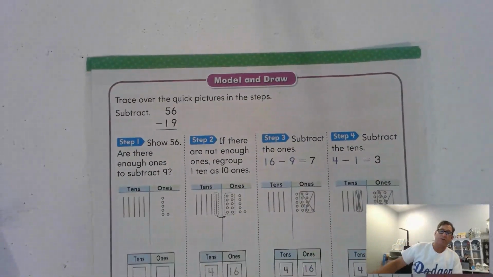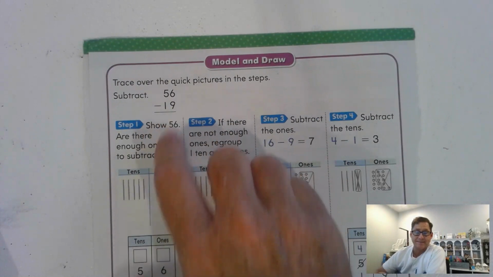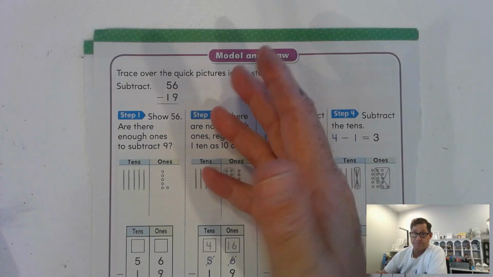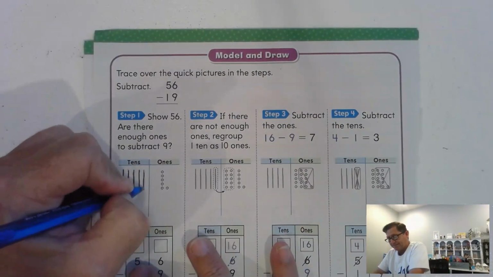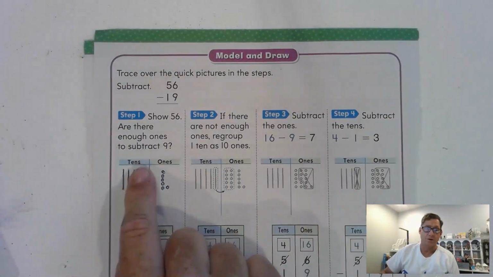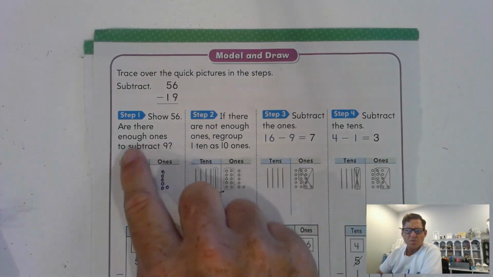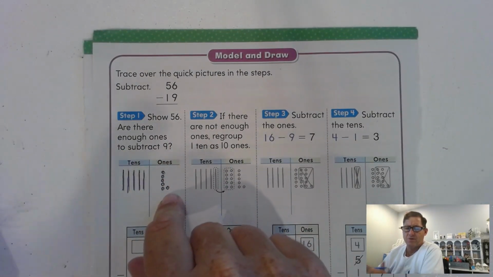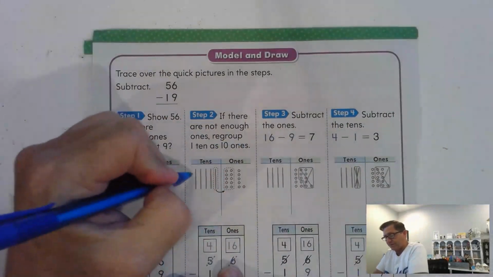All right, page 242. So trace over the quick pictures in the steps. They want us to subtract 56 take away 19. What do we do? Step 1, show 56. If we're doing a quick picture, 56 is 5 tens and 6 ones. If you want to draw them like a 10 frame, you can, if you like that. Are there enough ones to subtract 9 from our 6 ones? No, of course not. So step 2, since there are not enough, we have to regroup.